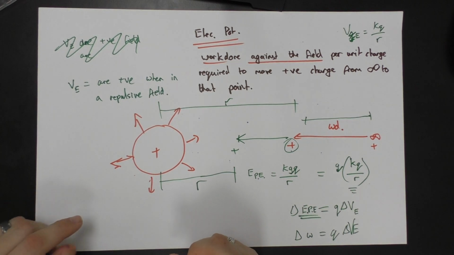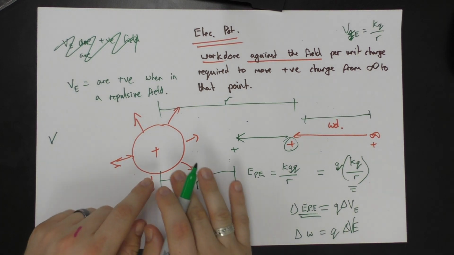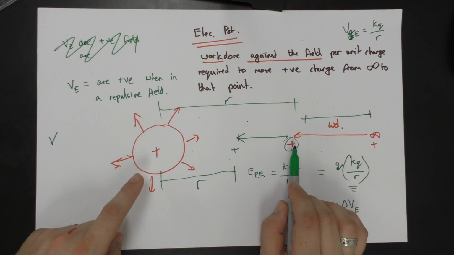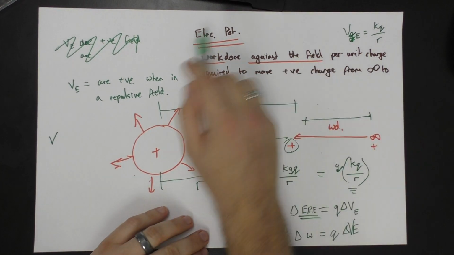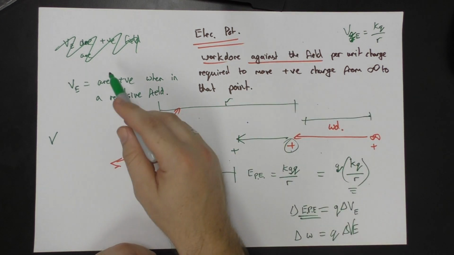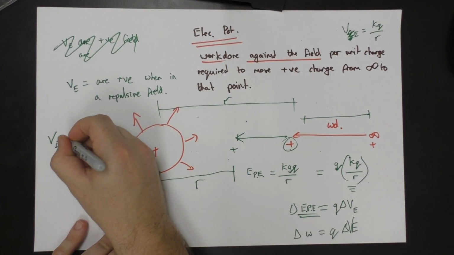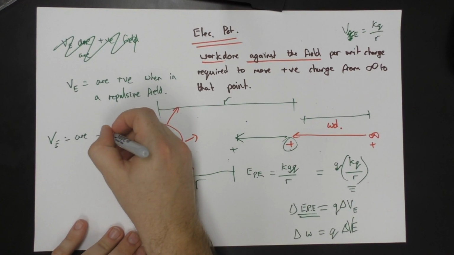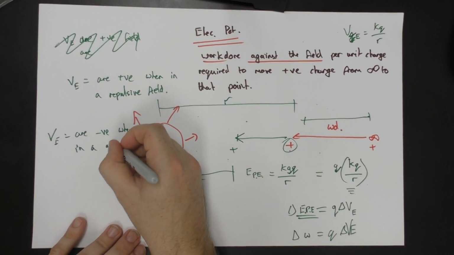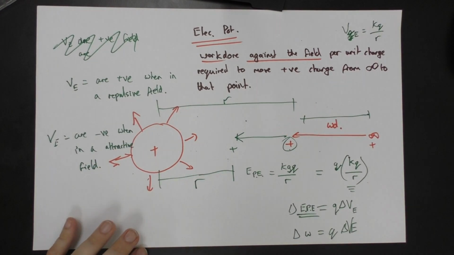Whereas with an attractive field, because you could stick a negative charge. Remember, this demonstration is just for a definition of electrical potential. What we're doing here is saying, what happens if we change things slightly? So V_E are negative when in an attractive field.